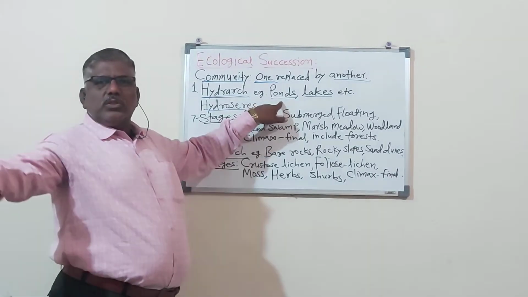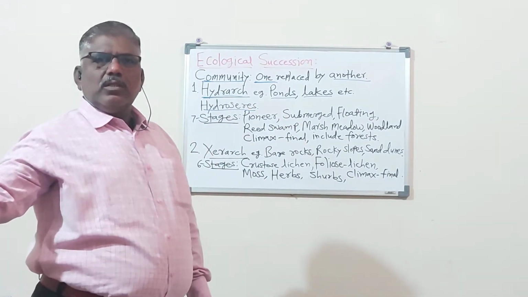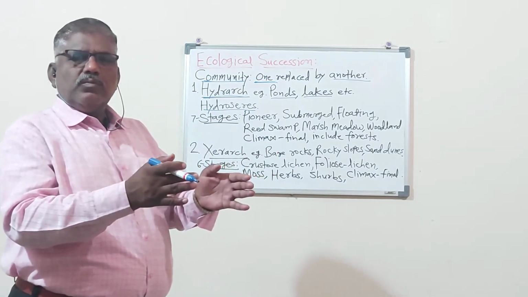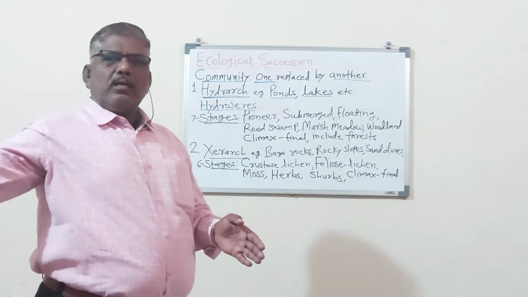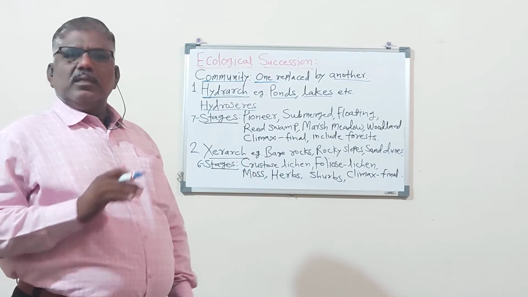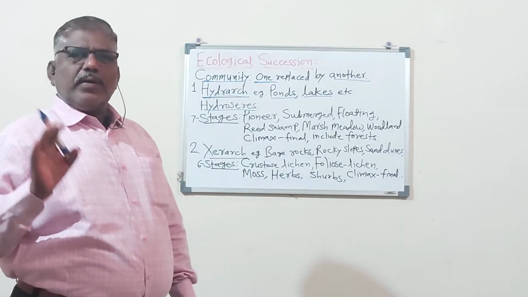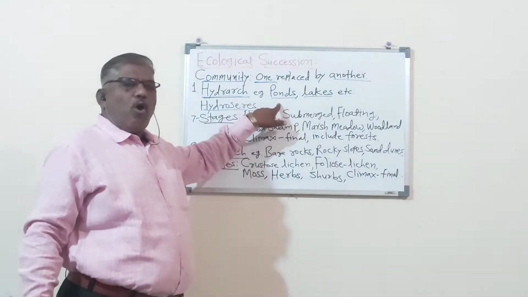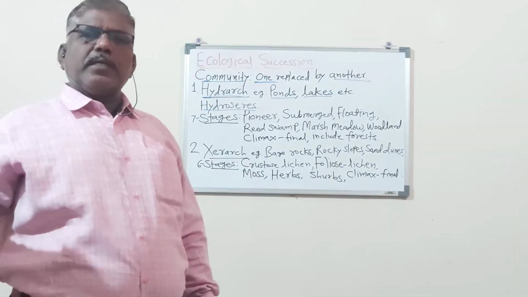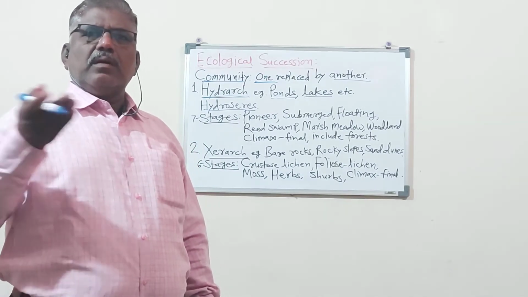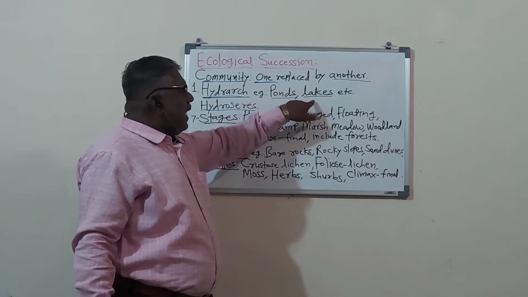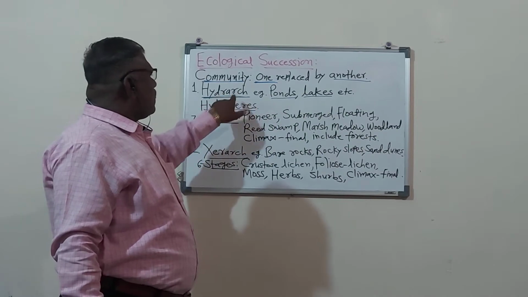For example, near our college, the water which is released from the filter goes into a small pond made by the DSM college, on the way at the side of the road. That is a small pond. When this pond was first prepared, there was no aquatic community. So the DSM college made that pond, and now in that pond you can see different phytoplanktons, different zooplanktons, and different aquatic weeds: submerged weeds, emergent weeds, floating weeds. So different types of aquatic communities are there. Ponds and lakes are the best examples of hydrarch or hydrosere.